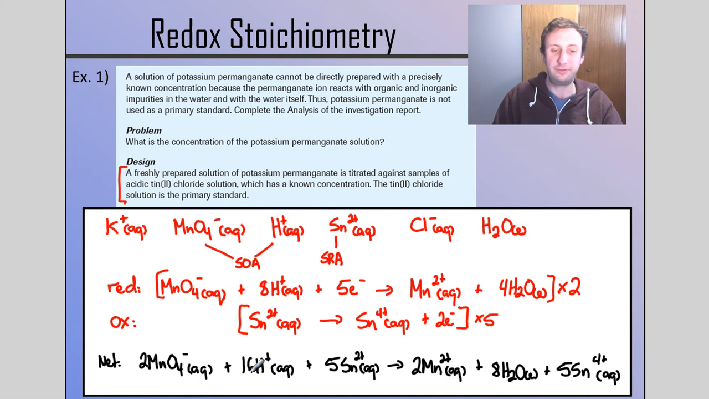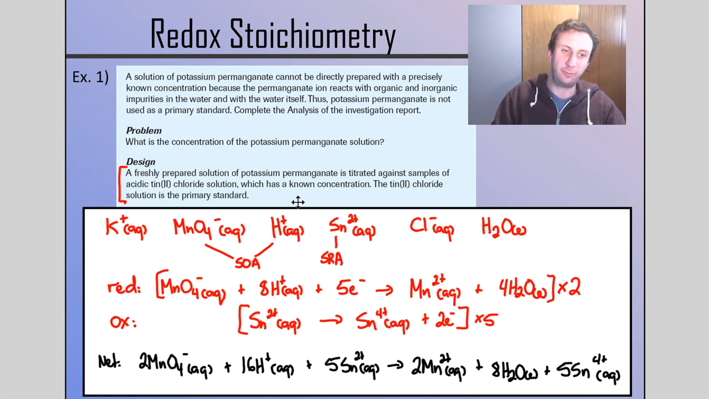So I have 2 negative, 16 positive, I'm at 14 positive, plus another 10. So I'm at 24 positive on the left-hand side. And then if I take a look here, I have 4 positive plus another 20, so I'm at 24 positive on the right-hand side. So this is even for charge, so I'm pretty confident that my net reaction is correct.